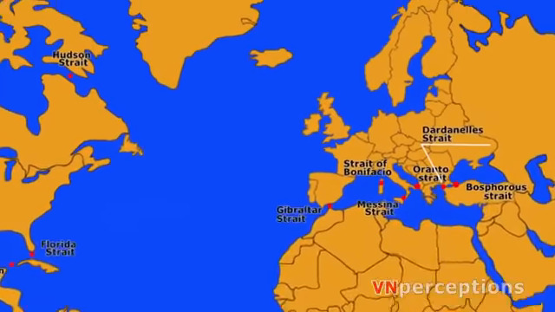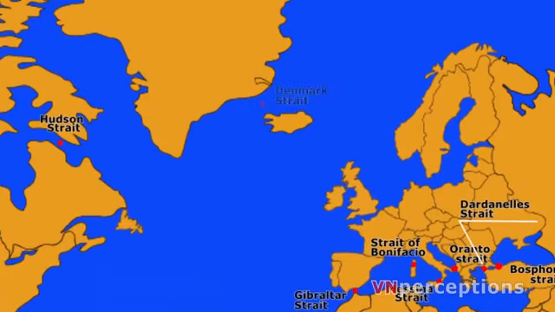Coming to Greenland, here it is the Denmark Strait or the Greenland Strait. It is an oceanic strait between Iceland to its southeast and Greenland to its northwest.